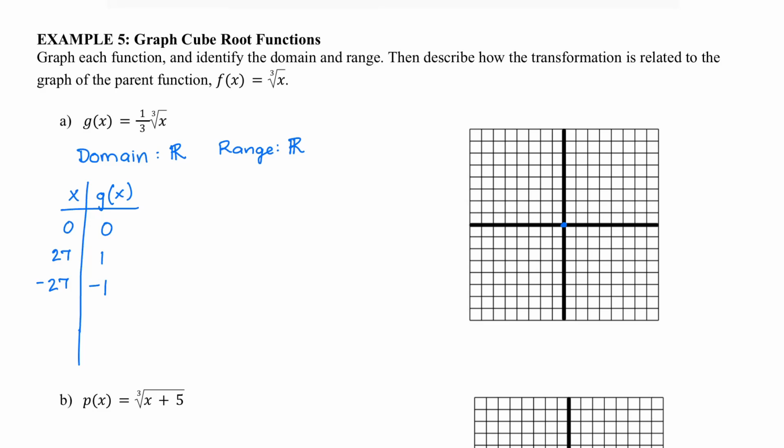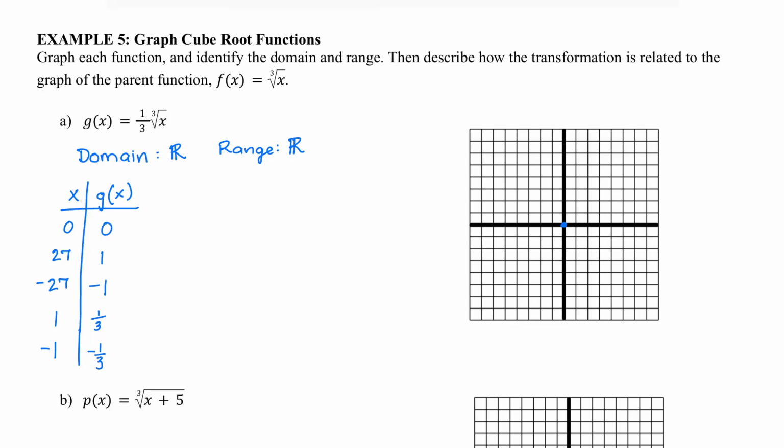So another perfect cube is 1, right? 1 times 1 times 1 is 1. So the cube root of 1 is 1, times 1/3 is 1/3. And the same thing for negative 1. The cube root of negative 1 is negative 1, times 1/3 is negative 1/3. So this at least tells us where we're at here.